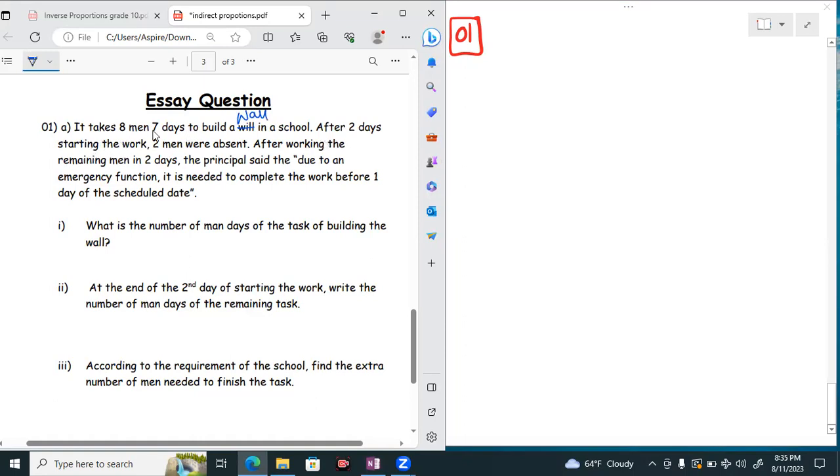Then what is the magnitude of the work? Tell me. If it is 8 men 7 days, what is the idea about the magnitude of the work? By looking at the first sentence, we can say the number of days that is required to complete this work by one man.